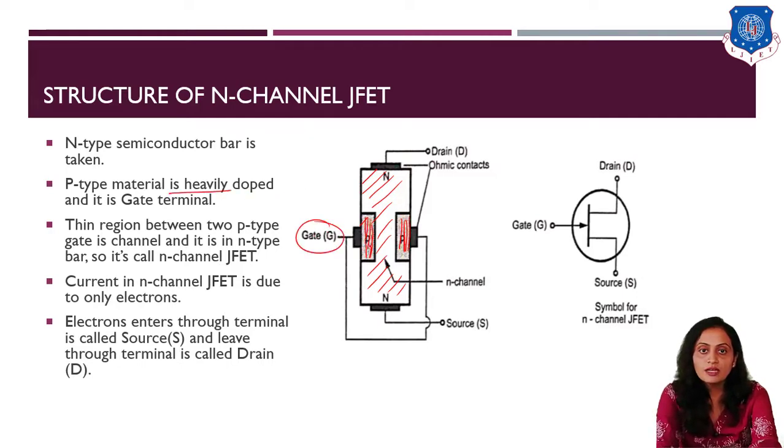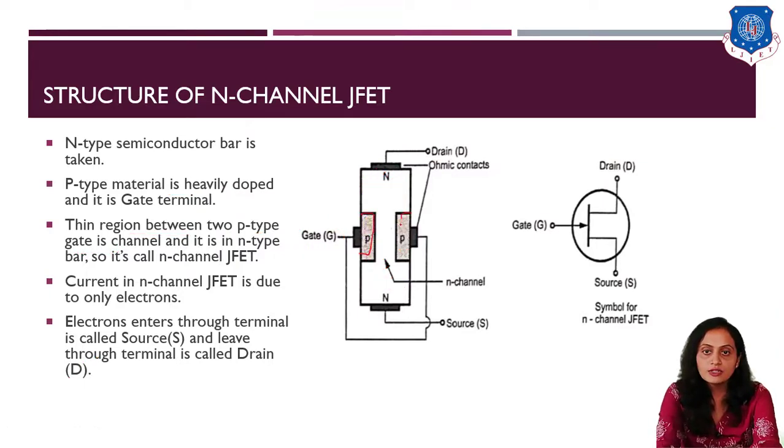The P-type material is heavily doped as compared to the N-type material, and this is the gate material. So this gate impurity concentration is very high as compared to this N-type semiconductor bar. Now the thin region between these two P-type gates is called the channel.